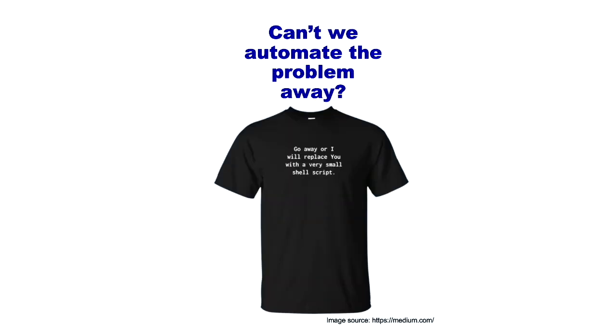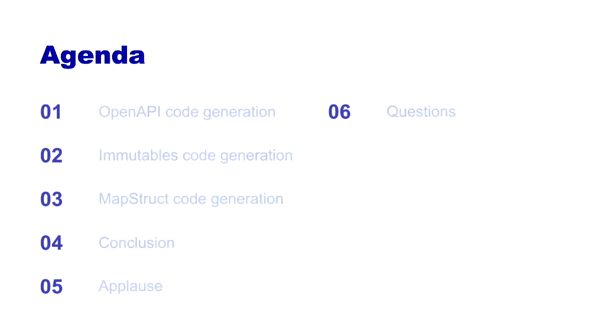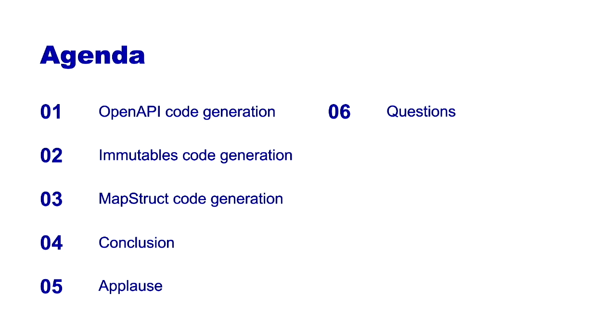So that made us believe, can't we actually automate that problem away? Well, luckily, the answer is yes, we can. So Dennis will start showing how to generate your full API and all those request and response objects just out of a few lines of specification. After that, Sajid will show you how to auto-generate your domain objects. Then I'll show you how to avoid writing those tedious mappers. And like any other presentation, we'll end with a conclusion.